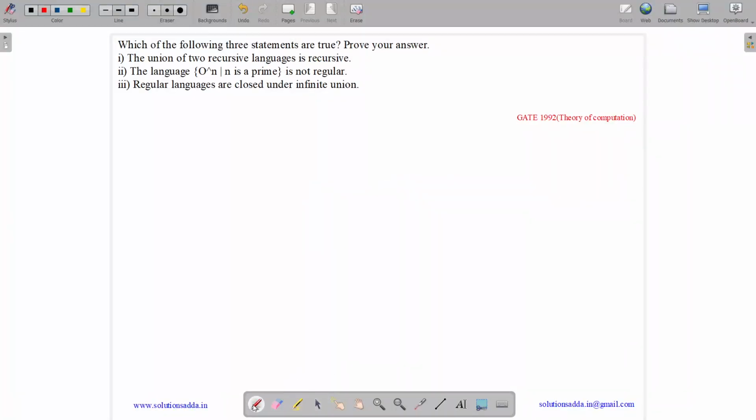This question belongs to Theory of Computation subject and was asked in GATE CSE 1992. So the question states, which of the following 3 statements are true? Prove your answer. It is a MSQ type question. So part A is the union of two recursive languages recursive.